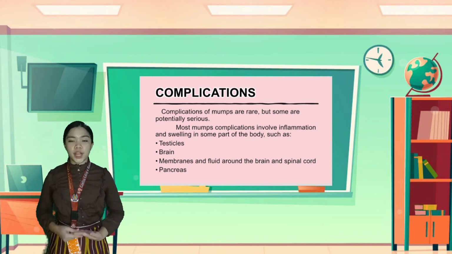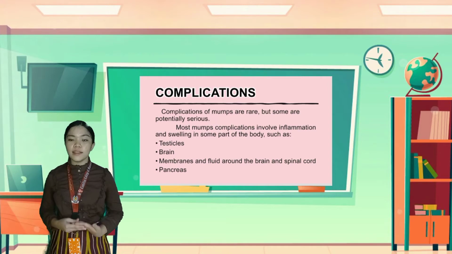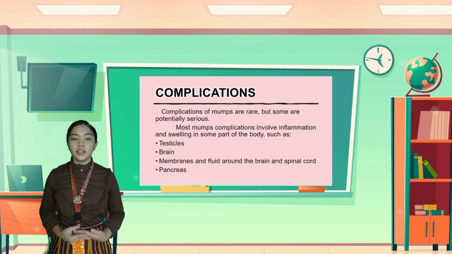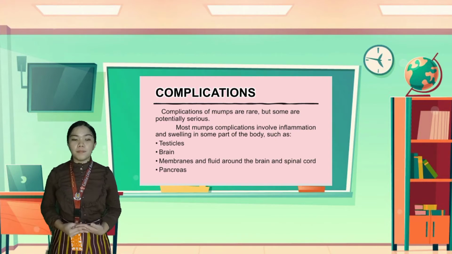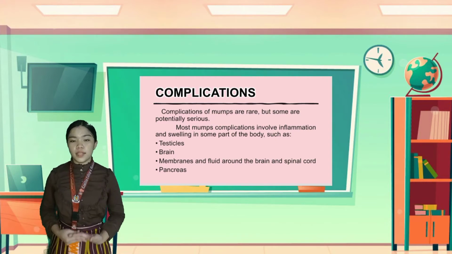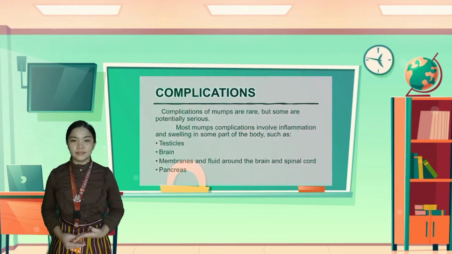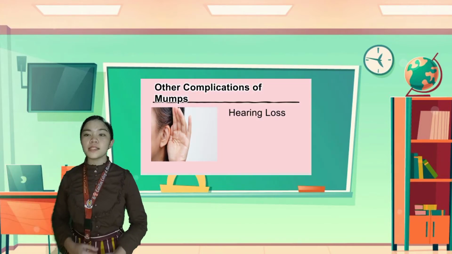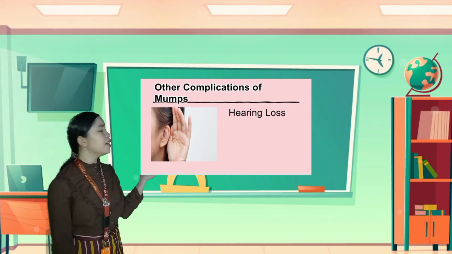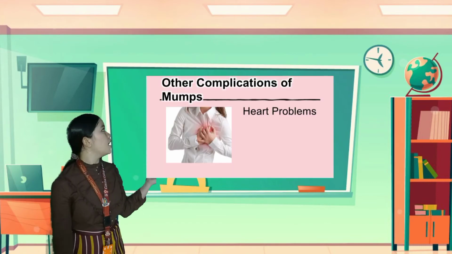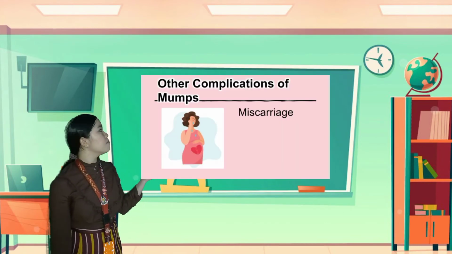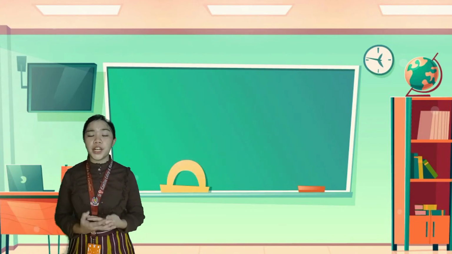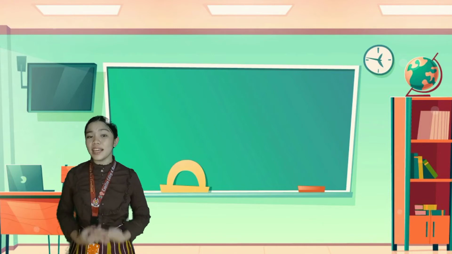And last, pancreas. So, the signs and symptoms of this condition, known as pancreatitis, include pain in the upper abdomen, nausea, and vomiting. Other complications of mumps are hearing loss, heart problems, and miscarriage. So, hearing loss. It can occur in one or both ears.